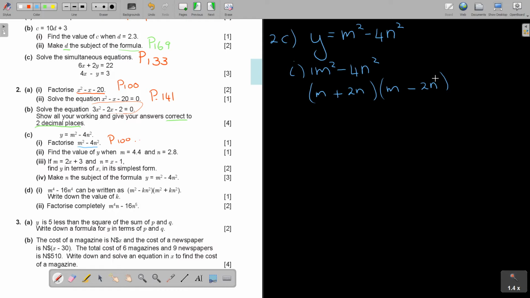Okay, then I move on. Find the value of y when n. Now this is basically just substitution. Again, they tell me m. So in the place of m, I put 4.4. Oh, let's just get it correct. 4.4 squared minus 4. And what is the value of n? 2.8.